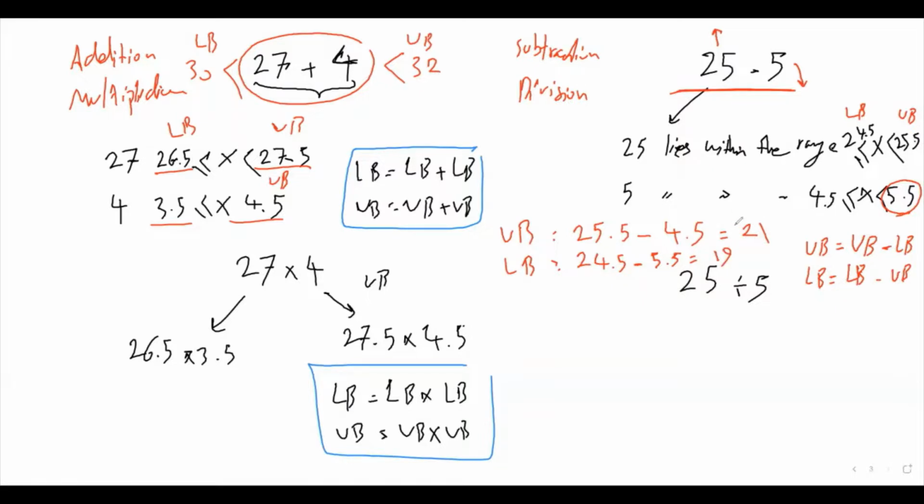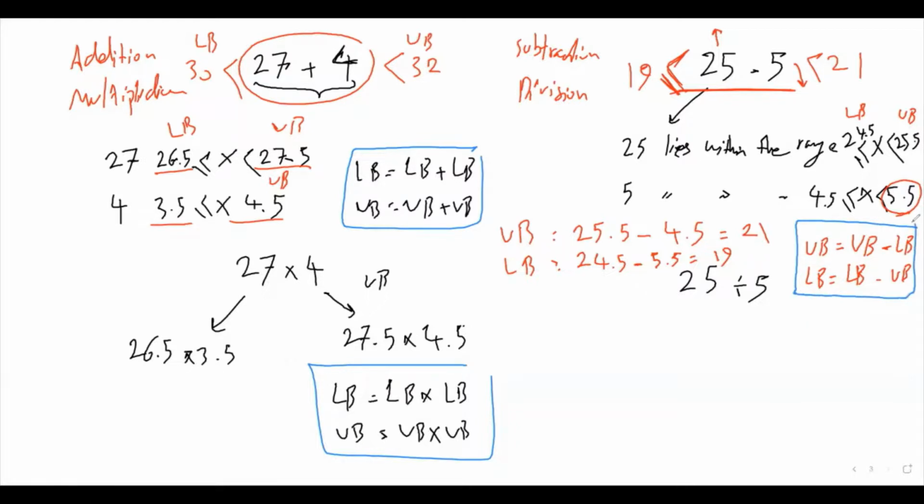So this number right here falls between 19 and 21, right? And please make sure that you include the lower bound. So this is basically the chart that you have to follow. I'm going to highlight it here as well.